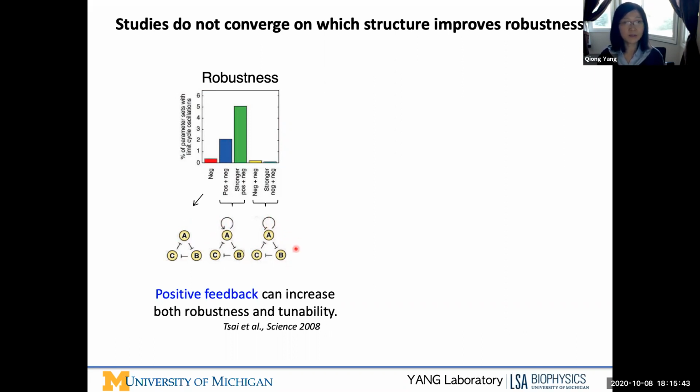And then they compare their performance by a random parameter scan in the parameter space. And if, say, one topology has more parameter sets that support oscillation, then by their definition, this topology is more robust. Okay. So what they found is only the middle one, which is the one with a positive feedback, that seems to have increased the robustness, but not the others. So their conclusion is that the positive feedback can increase the robustness of the clock.